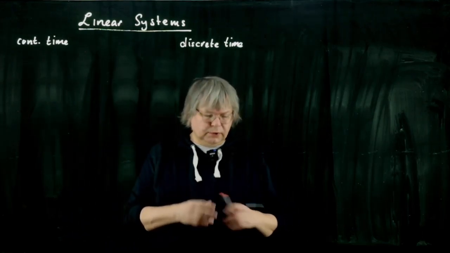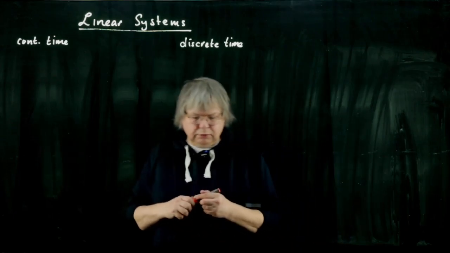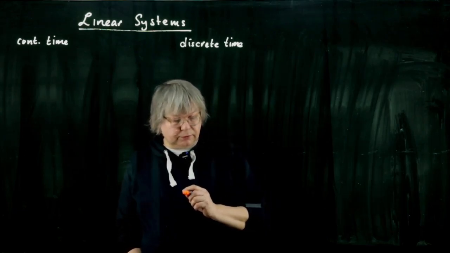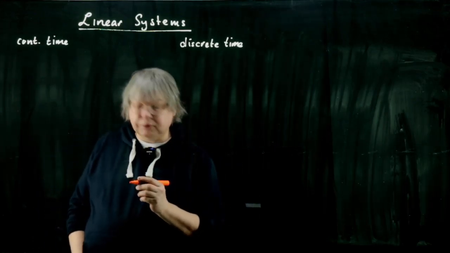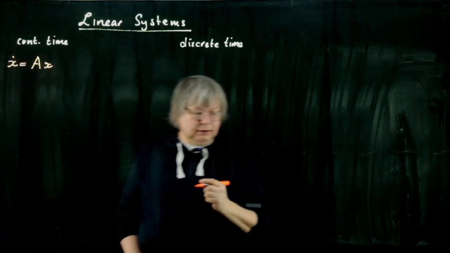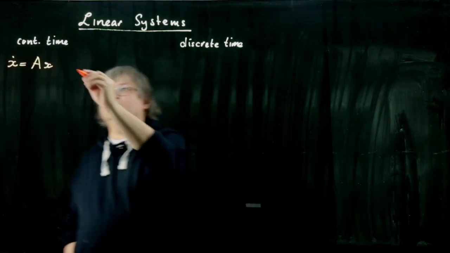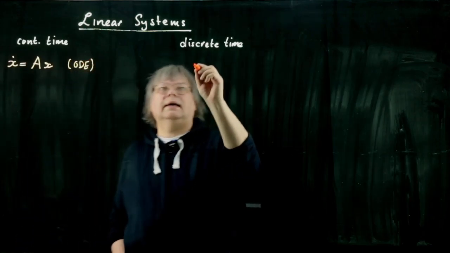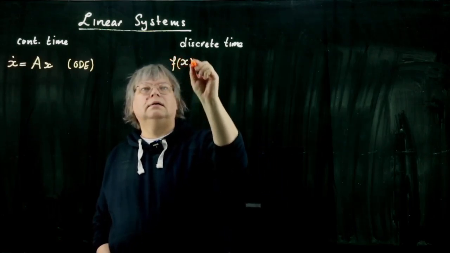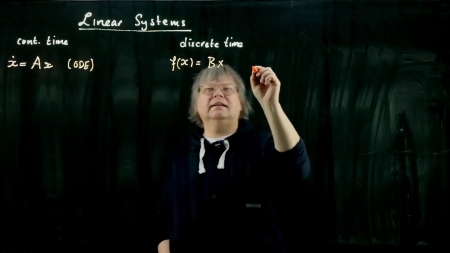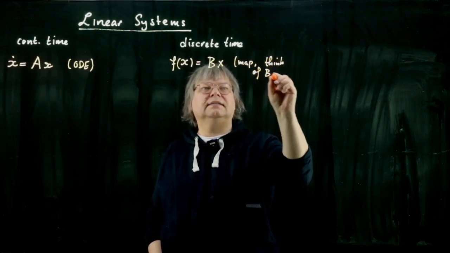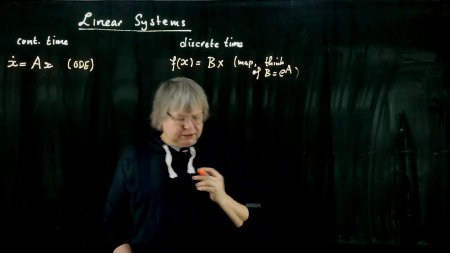Okay, let's now make a little bit of a table of what kind of notions we have for linear systems. And I make the distinction between continuous time on the left and discrete time on the right. So for continuous time, we have an ODE, which looks like this, whereas in discrete time, we have a map. So this is an ODE, and this is a map, f of x is going to be B x. And I still think of B as e to the power A to have the connection between the two.